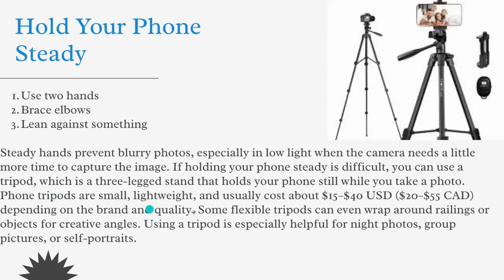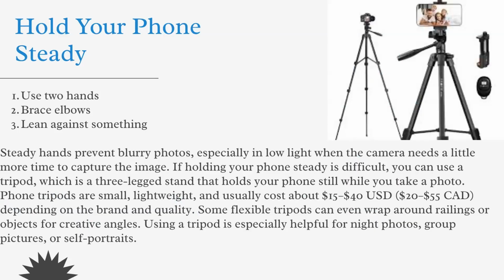Phone tripods are small, lightweight, and usually cost about 15 to 40 US dollars or 20 to 55 Canadian dollars, depending on the brand and quality. Some flexible tripods can even wrap around railings or objects for creative angles. By flexible, it means if you see the three legs on the bottom of the top right image, they can basically fold in a way so it can latch onto any object.